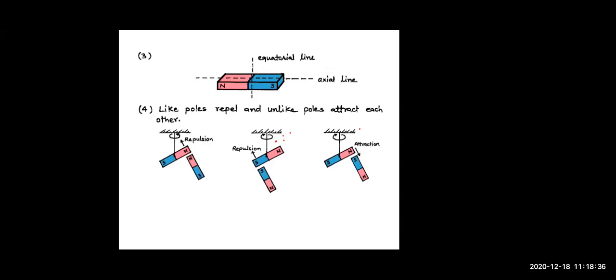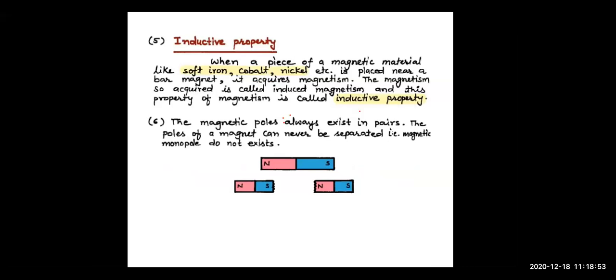Fourth property, we are very well familiar with this: the like poles of a magnet repel each other, and the unlike poles of a bar magnet attract each other.